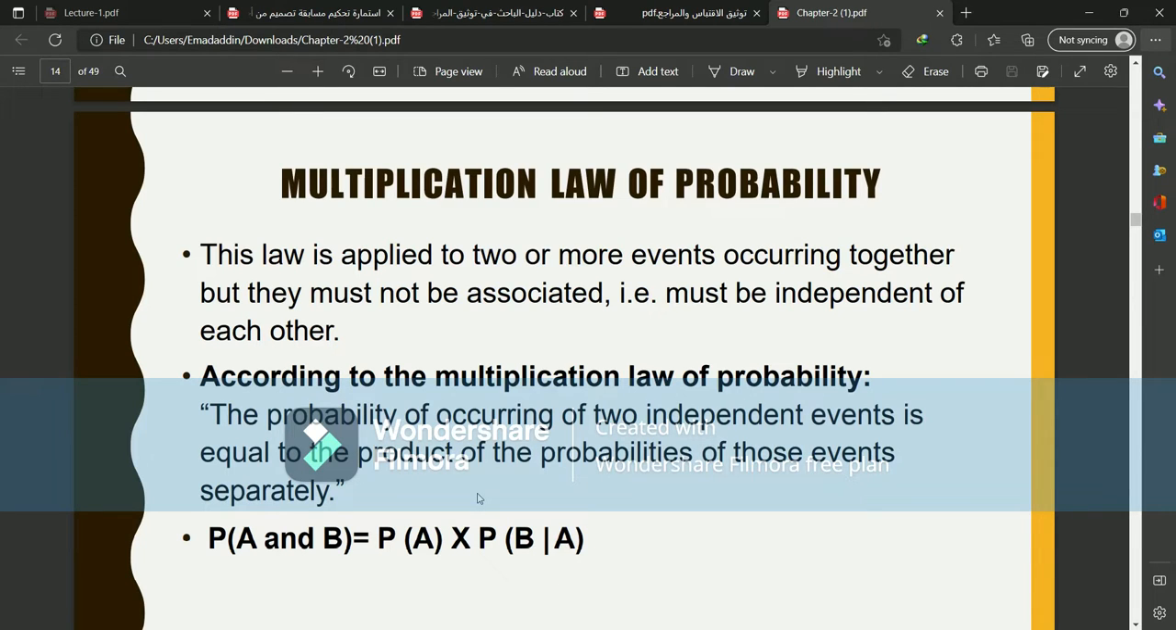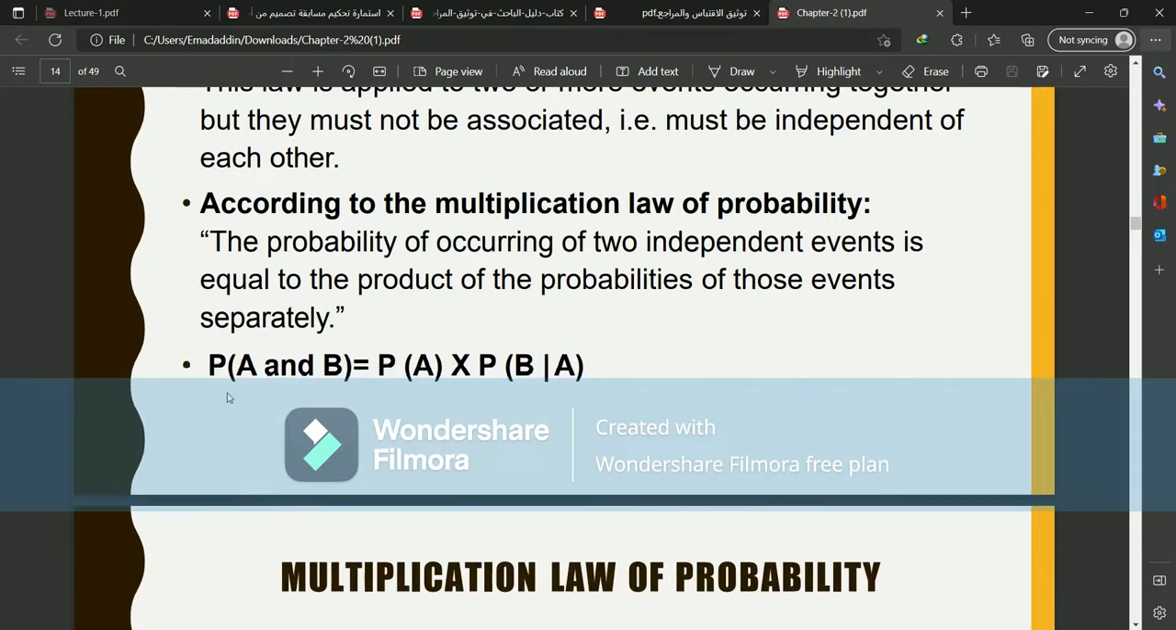Multiplication law of probability: this law is applied to two or more events occurring together, but they must not be associated. They must be independent of each other. According to this law, the probability of two independent events occurring is equal to the product of the probabilities of those events separately. P(A and B) equals P(A) times P(B given A).